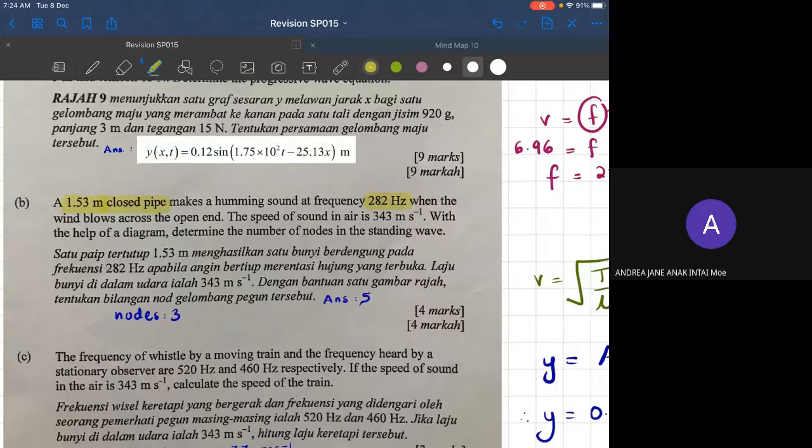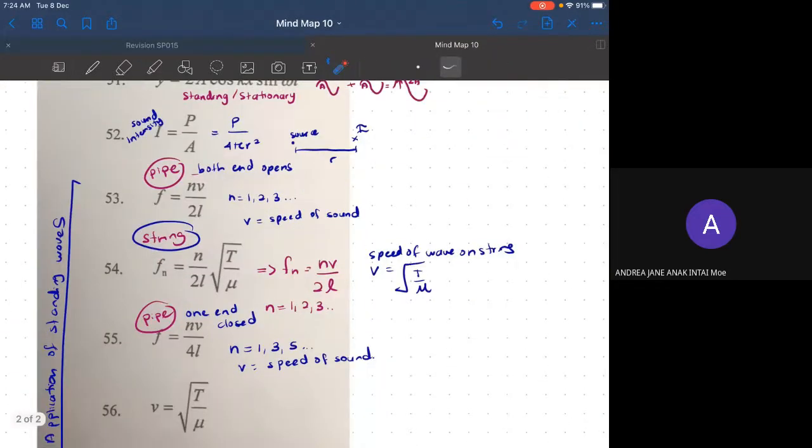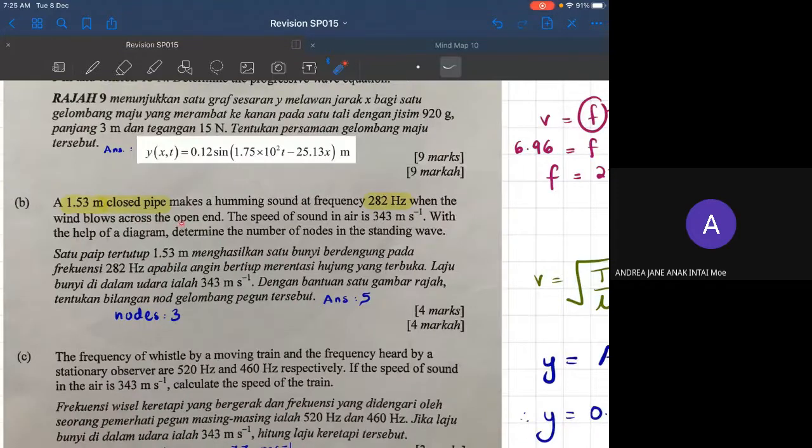Maksudnya kan kita ada dua benda kan. Satu yang both end open, satu yang one end close. So this one kamu rasa yang mana ni? Ini dia cakap open end. Maksudnya satu je yang buka. Maksudnya one end close. Maksudnya dia macam ni lah. Okay. Macam tu. One end close, satu lagi terbuka. Okay. And then dia lagi kasih kita the speed of sound in air is sekian. Okay, with the help of a diagram, determine the notes in the standing waves.